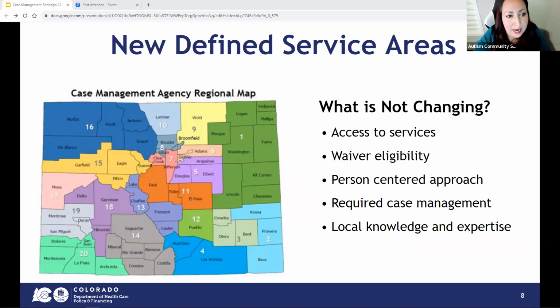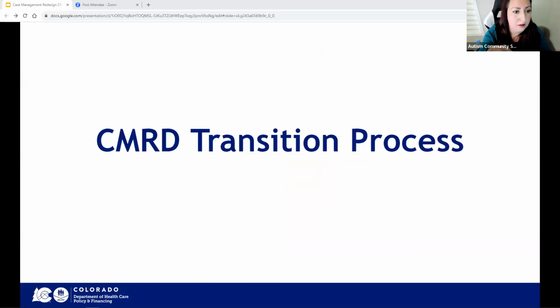And again, what is not changing? There are no changes with access to services, waiver or eligibility, the person-centered approach, the required case management, and we are really working to keep that local knowledge and expertise within our case management system. Now I will get into the transition process.